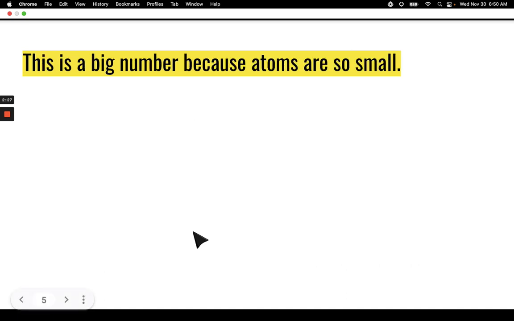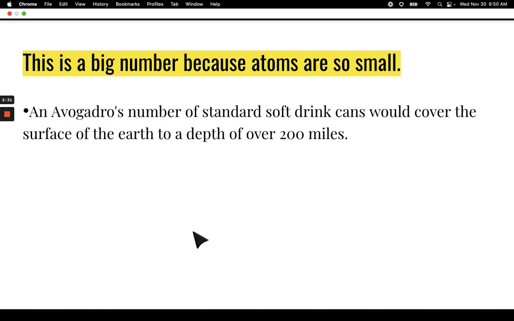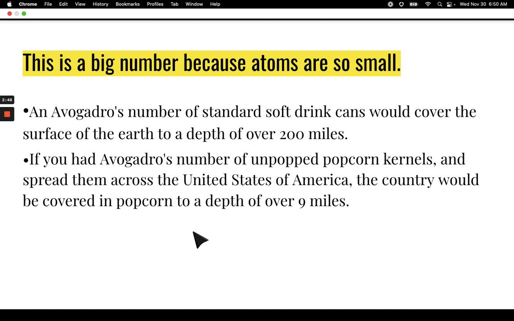Now this is such a big number because atoms are so small. And I'm going to give you some examples. If we blew up atoms to the size of standard soft drink cans, an Avogadro's number of standard soft drink cans would cover the surface of the Earth to a depth of 200 miles. So again, as we've talked about in previous units, atoms are tiny. If you had an Avogadro's number of unpopped popcorn kernels, so just blow them up to popcorn kernel size, not to soft drink size, and spread them across the United States, the country would be covered in popcorn to a depth of over 9 miles.